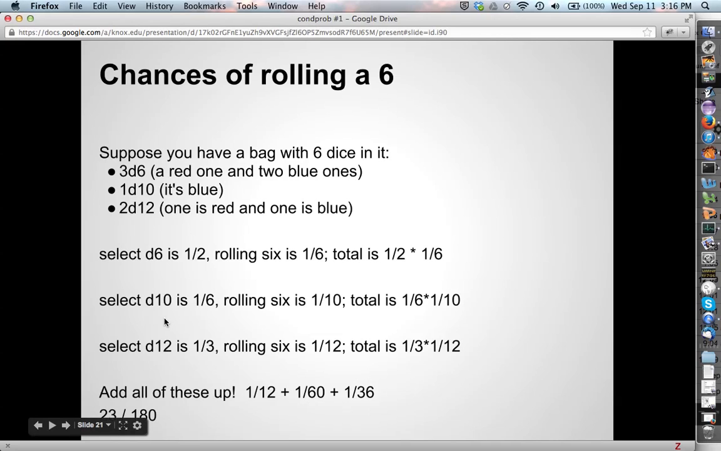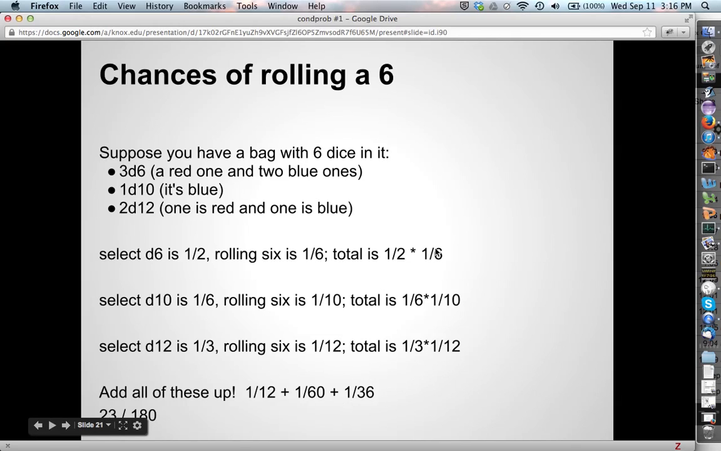Now, it's also possible you grab the D10. There's a 1 in 6 chance you would do that because there's one D10 and there's 6 total dice. Once you have the D10, it's 1 in 10 that you would roll a 6. So that's 1/6 times 1/10. And then it's 1/3 that you grab a D12 because there's 2 of them out of 6. And then it's obviously 1 in 12 that you roll a 6. So that's 1/3 times 1/12.